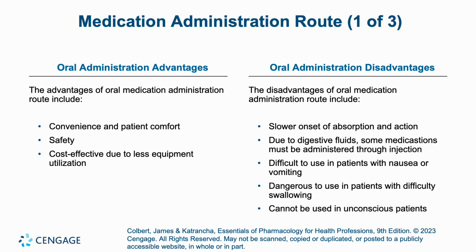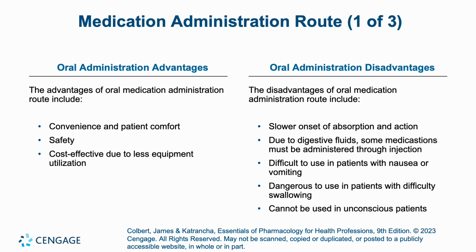And then disadvantages: slower onset of absorption and action, right? It needs to go through the GI tract. Depending on the medication, depends on where it's going to be metabolized within the GI tract. That's going to take some time. Due to digestive fluids, some medications must be administered through injection. So, all that means is that not everything can be given orally because the stomach acid and the digestive fluids sometimes make it impossible for a medication to actually do its job if it's given orally.